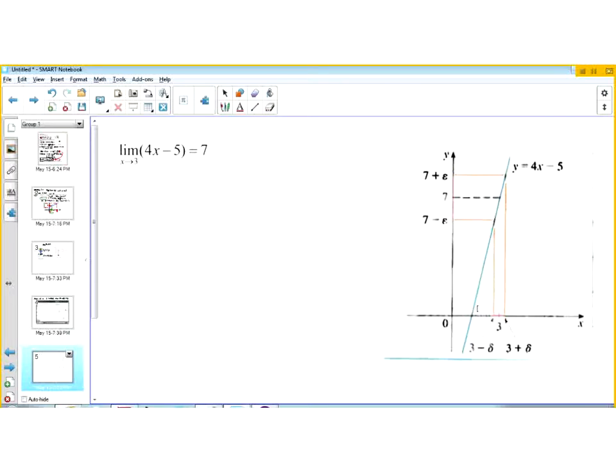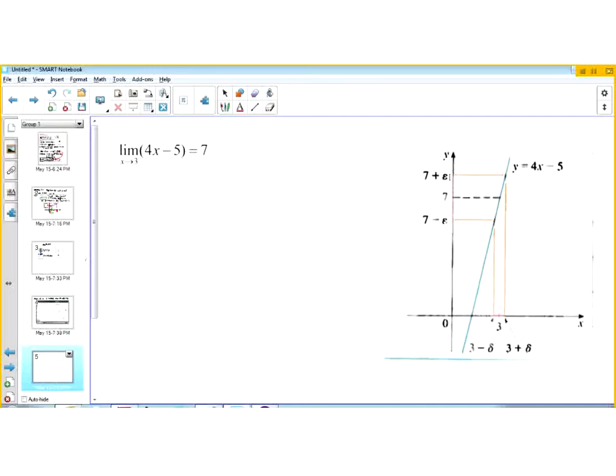Okay, and so the blue line shown in this illustration is 4x minus 5. And here I've identified, you see in red right here, a subinterval, a subdomain on the x-axis that contains 3. The left endpoint of the red subinterval is 3 minus delta, the right endpoint is 3 plus delta. And there's a red subrange on the y-axis where 7 is contained, and 7 minus epsilon is the lower bound, 7 plus epsilon is the upper bound.